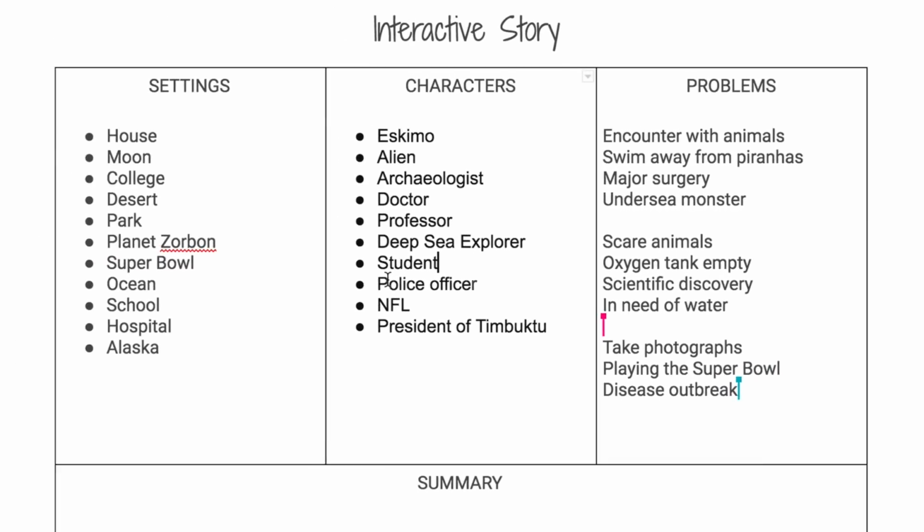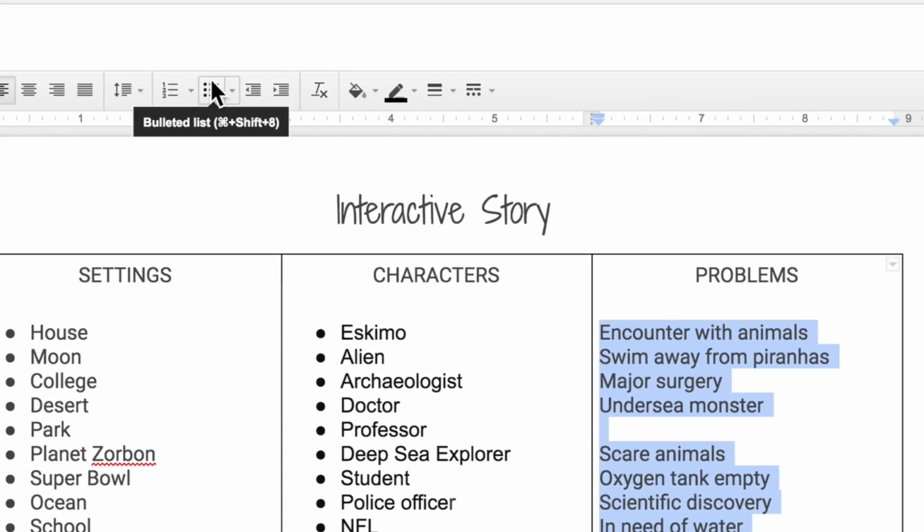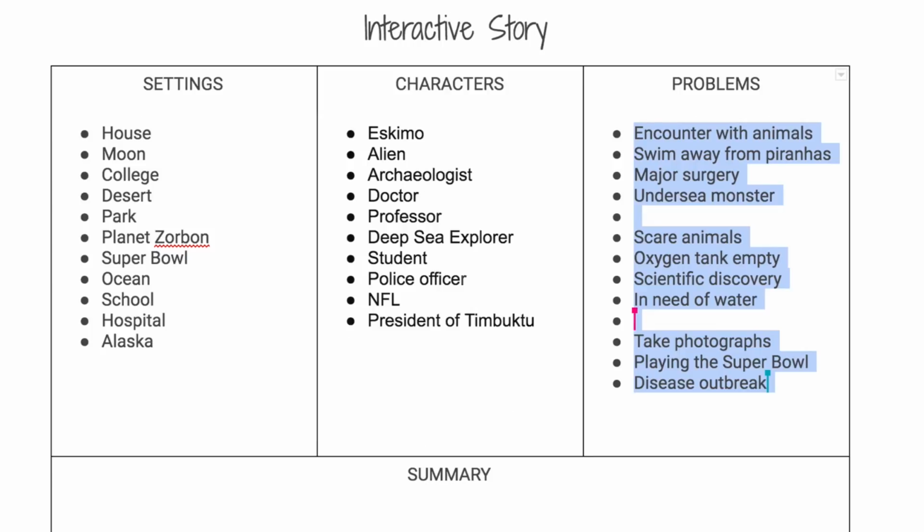Separate each idea using bullet points. To create a new bullet point, press Enter or Return just like you would for a new line. You can create a new bulleted list using the toolbar. When you think of an idea, type it in the document. Later, you'll select ideas from each column to use in your story. For now though, focus on generating lots of ideas.